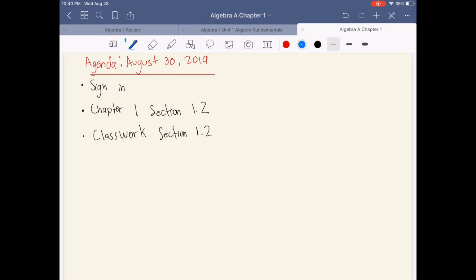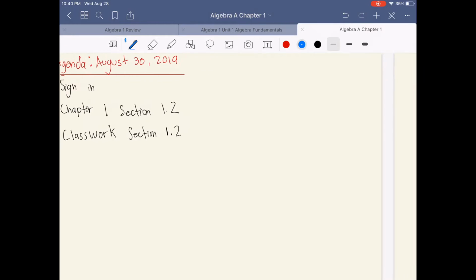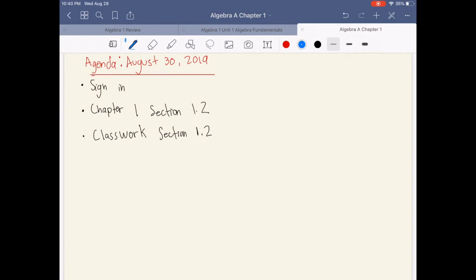Going to notes. Now, agenda for Algebra A. This is August 30, 2019. Now, go ahead and pause the video and give the students a couple of minutes to copy down the agenda. Okay, students should be done writing down the agenda. Now, don't forget to have the students sign in. That's going to be part of their attendance. And today, they're just going to be going over Chapter 1, Section 1.2.